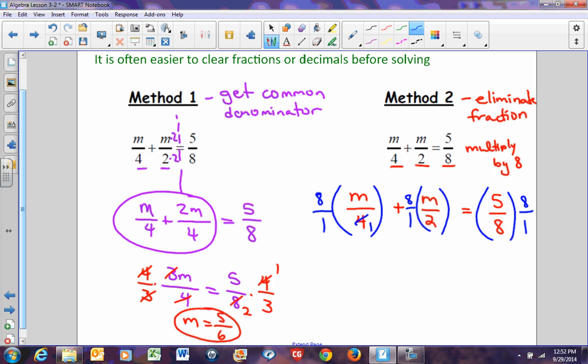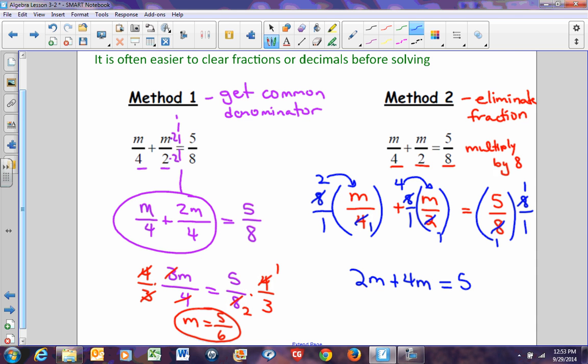Now, 4 goes into itself once, it goes into 8 twice. 2 times m is 2m. 1 times 1 is 1, so there's no denominator there. Plus, 2 goes into itself once, and it goes into 8 4 times. 4 times m is 4m. 1 times 1 is 1, no denominator again, equals 8 goes into itself once, and it goes into this 8 once. 5 times 1 is 5.